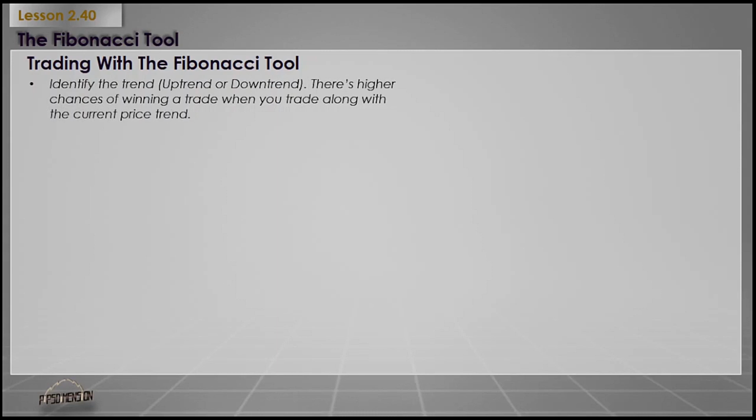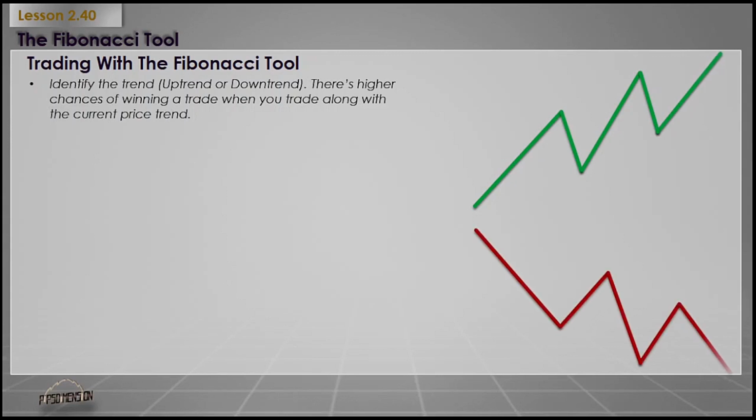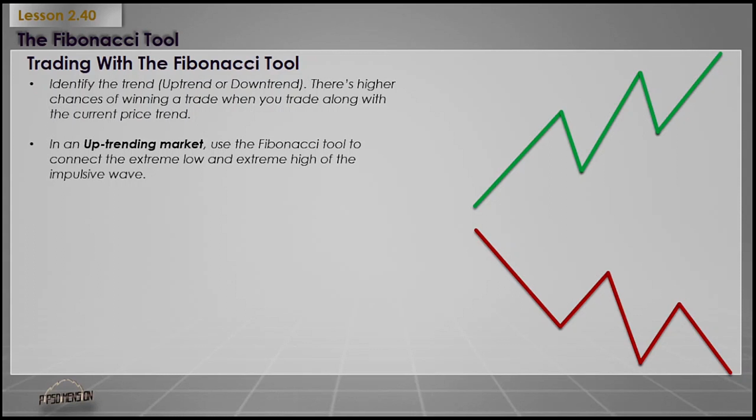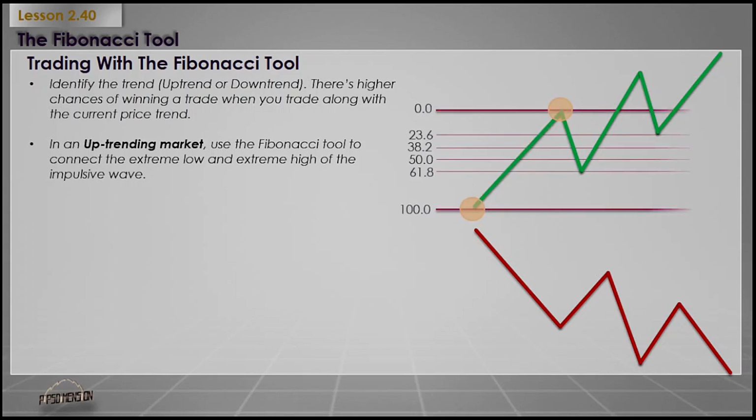An uptrend is characterized by higher highs and higher lows. The opposite is for a downtrend. A downtrend is characterized by lower lows and lower highs. Okay, now let us look at how we can apply the Fibonacci tool to trade in an uptrending market. After you've identified an uptrend, you need to draw a Fibonacci tool to connect the extreme low and the extreme high of the first impulsive wave.